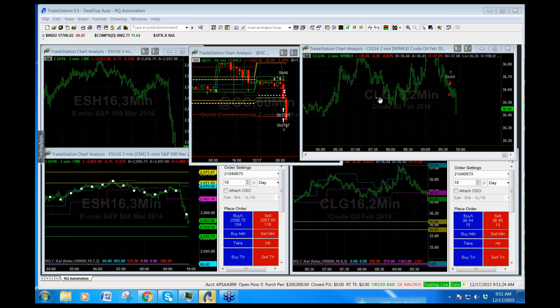All right, we're looking at TradeStation. So here's the short euro. I'm sorry, what am I talking about? Short crude, new contract, February contract. We just rolled over today into this one.